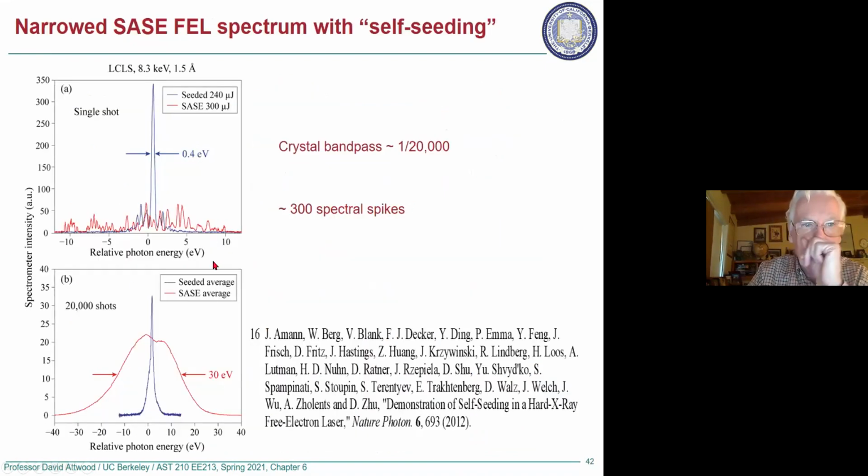So here's the difference. The red is the SASE process itself, this is what it looks like just before it goes into that crystal, halfway through the long FEL. And this is what it looks like after going through the crystal and being amplified again. So the output power is roughly the same in both cases, but in one of them, all of the power is within a narrow 0.4 eV. That's the one in 20,000. And in the other case, what's called SASE, it's just spread out all over the place.